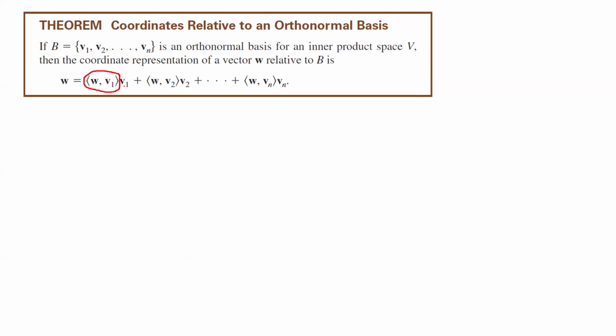numbers, scalars, times v1, plus the next scalar, the inner product of w and v2 times v2, plus the rest of the terms, plus the inner product of w and vn times vn. So it makes our life much easier in finding the coordinate representation of a vector relative to a basis.